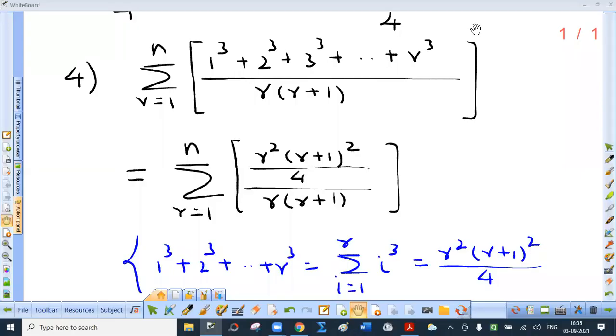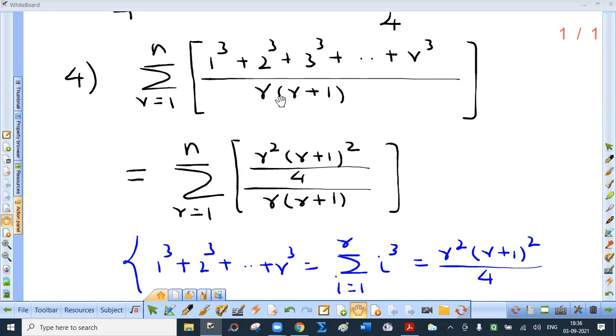Fourth one, I hope you got the meaning of this. See, basically, this is the rth term. So what will be the first term? See, this is Tr. So in the rth term, the numerator is the sum of the cubes of the first r natural numbers and the denominator is r into r plus 1.